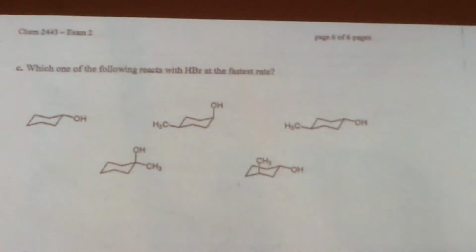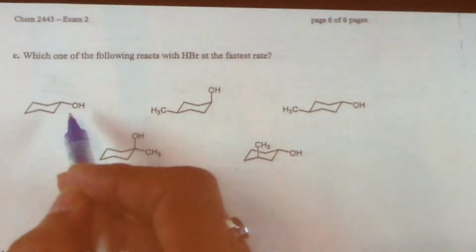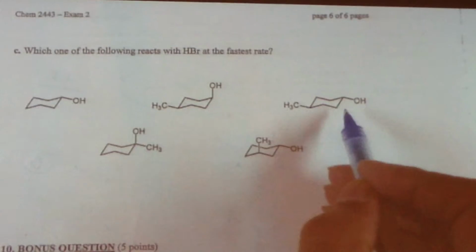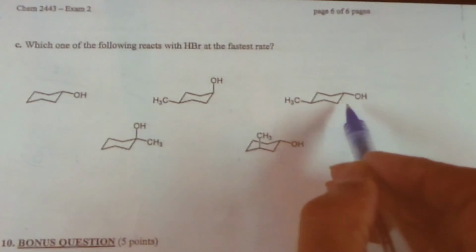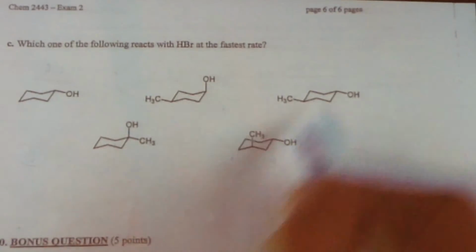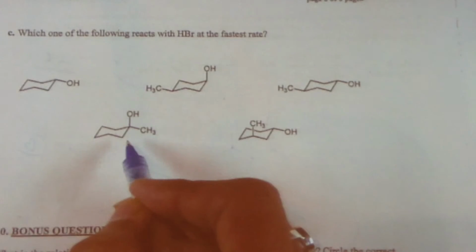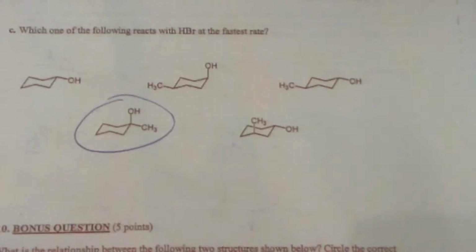Which one of the following reacts with HBr at the fastest rate? Again, we can see that the main reason is that all four of these are secondary alcohols. This is the only one that's tertiary. So this is the one that will react fastest with the acid.